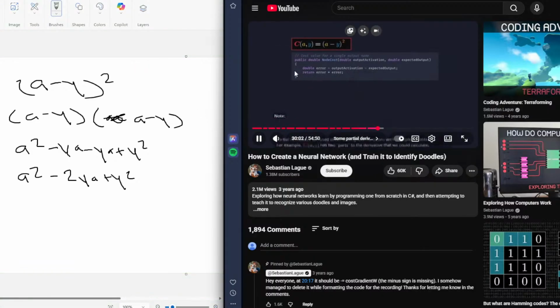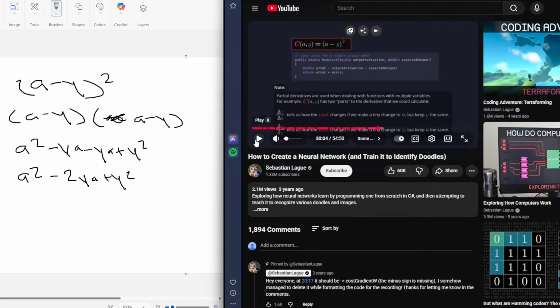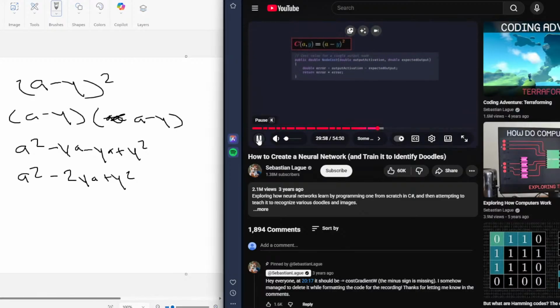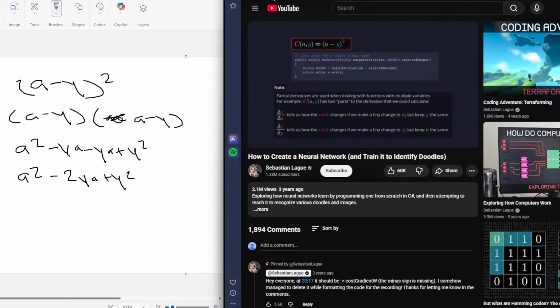And we need to figure out the partial derivative of this with respect to the output activation value. Here's our code again for calculating the cost of a single node, and we need to figure out the partial derivative of this with respect to the output activation value. So partial derivatives are used when dealing with functions with multiple variables. For example, C(a, y) has two parts to the derivative that we could calculate. ∂C/∂a tells us how the cost changes if we make a tiny change to a but keep y the same.